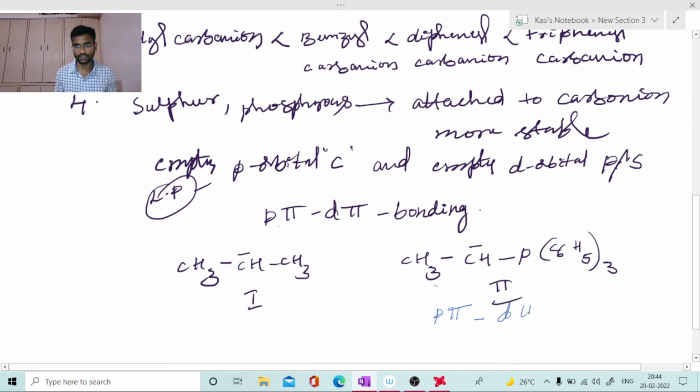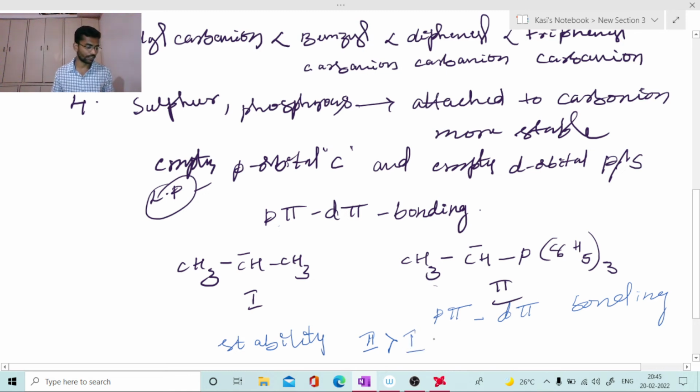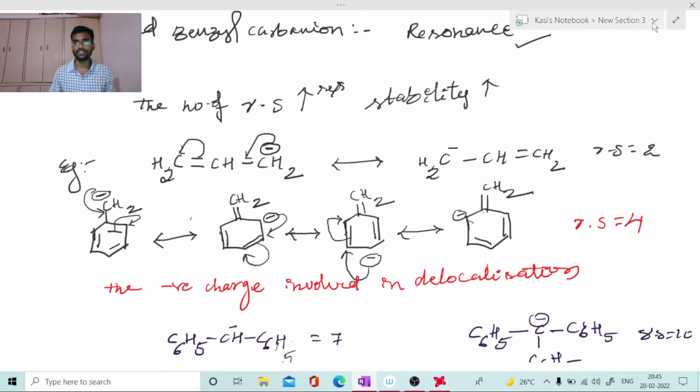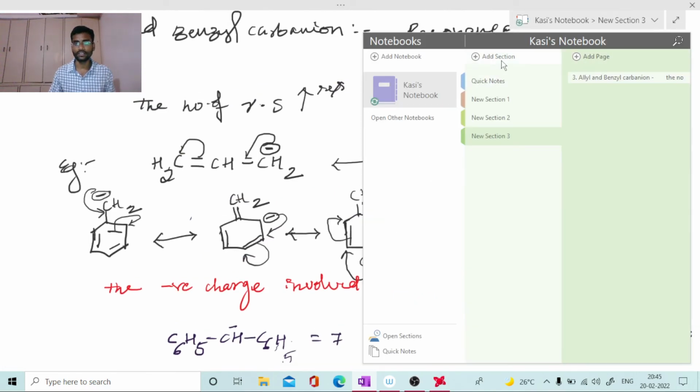P5 D5 bond, then it is the most stable. So the stability order of carbon anion: the second one is more stable than the first one. We can compare, right? So this is based on the delocalization of a negative charge.